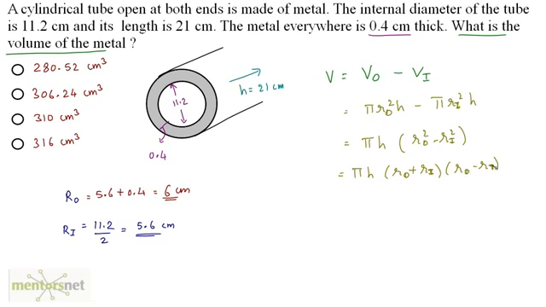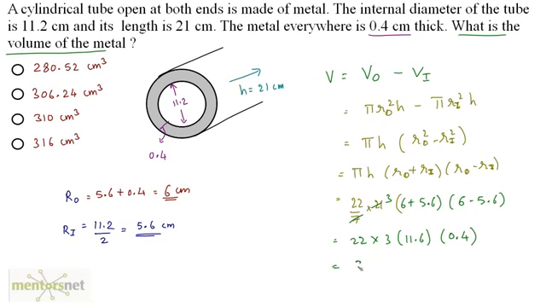RO and RI. Okay, so we have 22 by 7 times 21, right? The height is 21, times we have RO plus RI, that's 6 plus 5.6, and multiplied by 6 minus 5.6. So this is equal to 7 times 3 is 21. We have 22 times 3 times 11.6 and 0.4. So if you solve this, you will get 306.24, and the unit will be in centimeter cube. So that's the answer, option B, the volume of the metal.